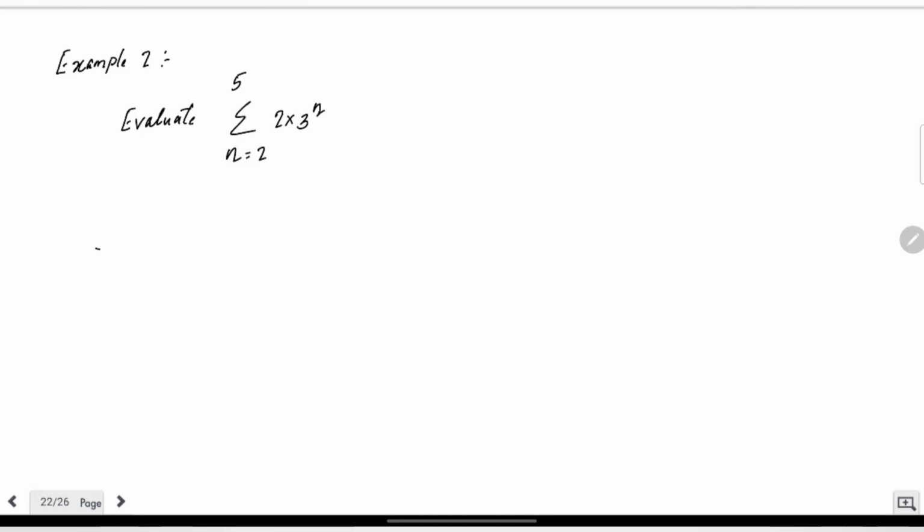Example number 2. Here, evaluate. So you have to first expand, then add and find the value of the answer. What is the first value of n? Here, the n value is starting from 2. So you have to put 2 there in the place of n. So 2 times 3 to the power 2, this is the first value. Then plus 2 times 3 to the power 3, plus 2 times 3 to the power 4, just counting numbers, plus 2 times 3 to the power 5. We are done. So we reach the top number here. Did you see that? So it's very simple.